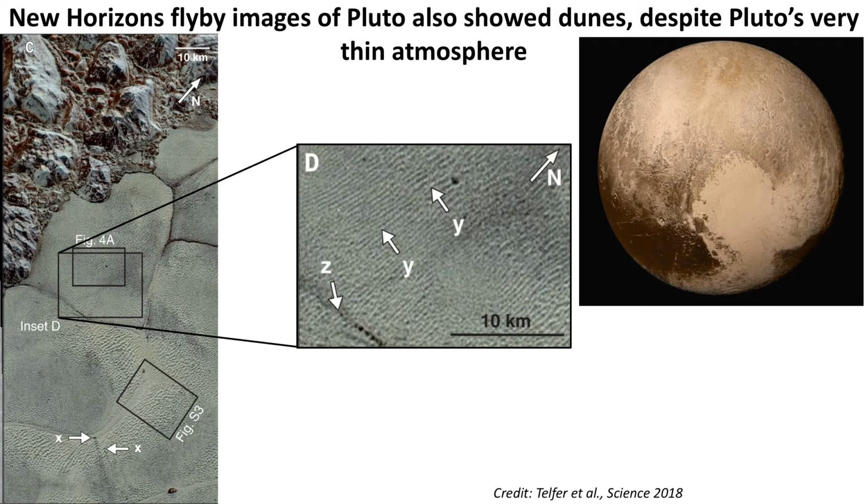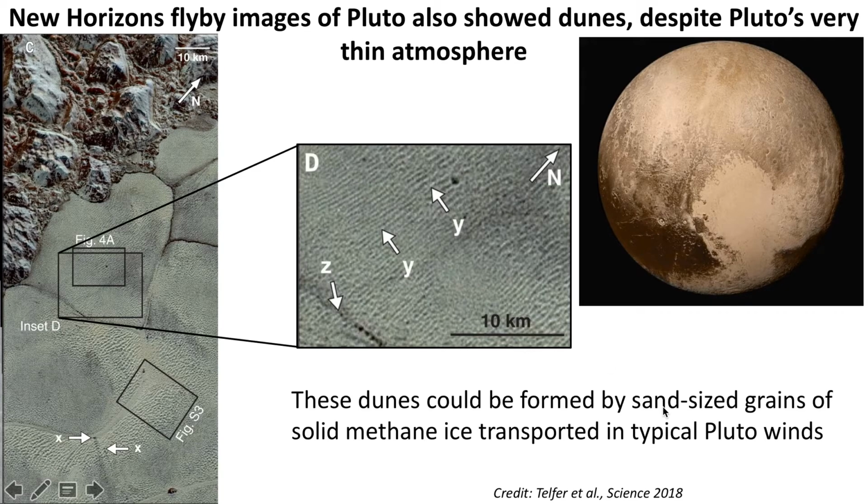The New Horizons spacecraft took some flyby images of Pluto that also showed dunes, and that's despite Pluto having a very, very thin atmosphere. And so if we zoom in on this image, we can see what look like maybe longitudinal dunes here. And they could be formed by sand-sized grains of solid methane ice that are transported in typical Pluto winds.